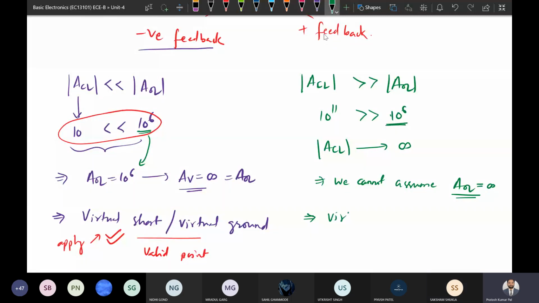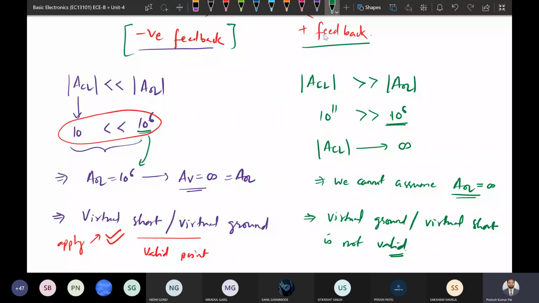So we can conclude that virtual ground or virtual short is not valid when positive feedback is there. While analyzing any circuit with negative feedback, if it satisfies the condition that the open loop gain is close to infinity, or very high compared to closed loop gain, then we can use the concept of virtual ground or virtual short.